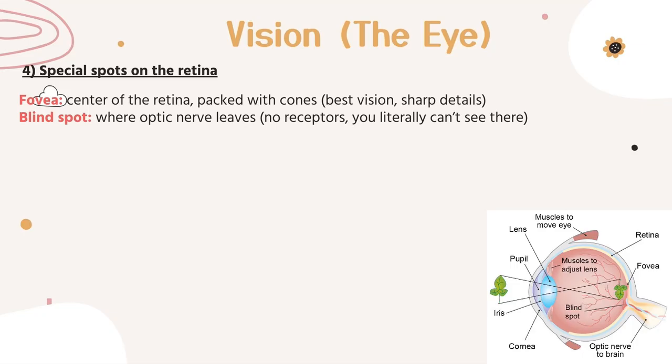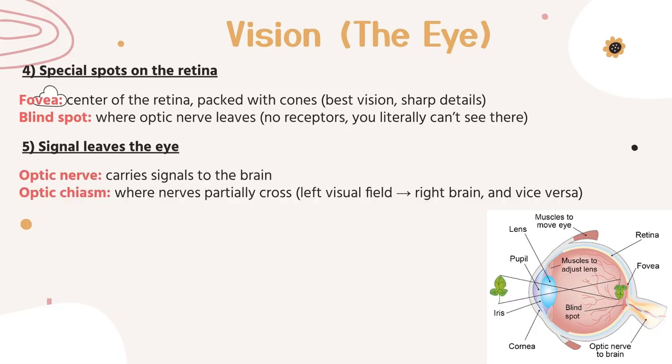5. The signal leaves the eye. The optic nerve carries signals to the brain. The optic chiasm is where the nerve partially crosses, so the left visual field goes to the right part of the brain, and vice versa. And the blind spot is made up for because you have 2 eyes, so you can see.